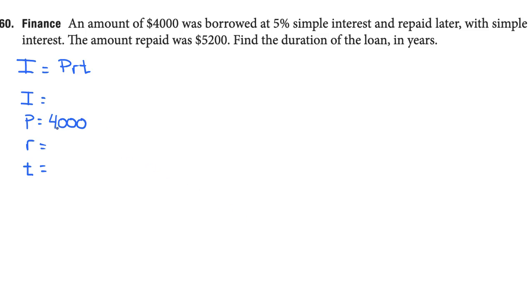Okay, so we've got $4,000 in the principal. It was borrowed at 5% simple interest. And the fact that it is simple interest means we get to use this equation. Later, when we start talking about exponents, we're going to learn a more accurate way to measure interest.